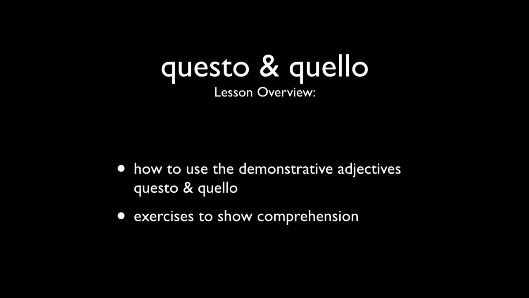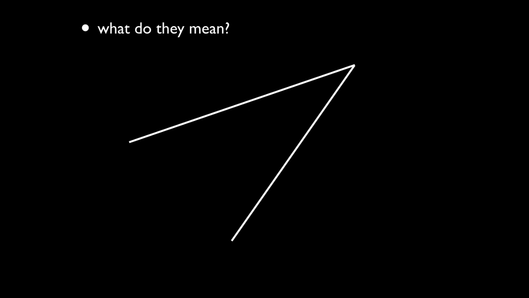I have another lesson for you on Questo and Quello this night. And these are demonstrative adjectives. They mean this and that, respectively. And they're very useful words that come up pretty early in your Italian education. At the end, I'll have exercises to show that you understand how to use them. So let's get started. So what do they mean?